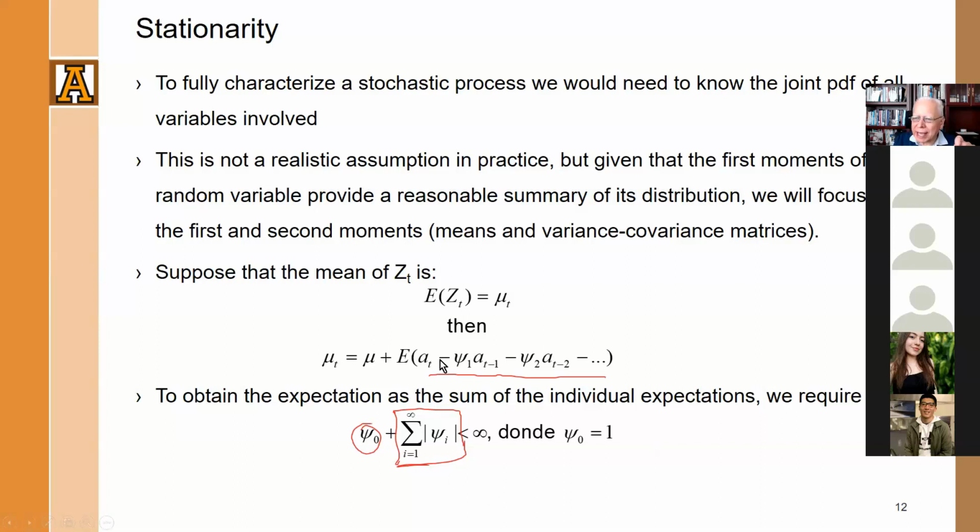If that is the case, then what can you see from this equation? If this is finite, then I can express this expectation as the sum of the expectations, and what's going to be that sum? What is the expected value of a_t minus psi_1 a_{t-1} minus, and so on? Anybody want to guess?